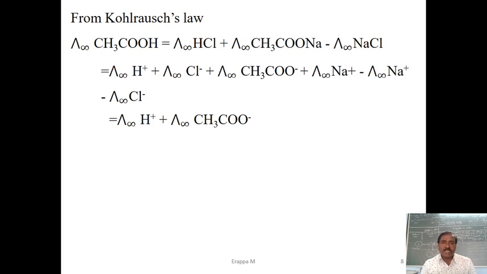So, from Kohlrausch law, lambda infinity of acetic acid is equal to the lambda infinity values of HCl and sodium acetate, minus the lambda infinity value of NaCl. You have to add the values of HCl and sodium acetate and subtract the value of NaCl. You will get lambda infinity of H plus and lambda infinity of CH3COO minus.